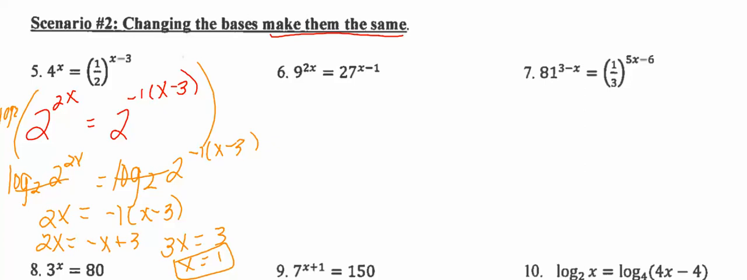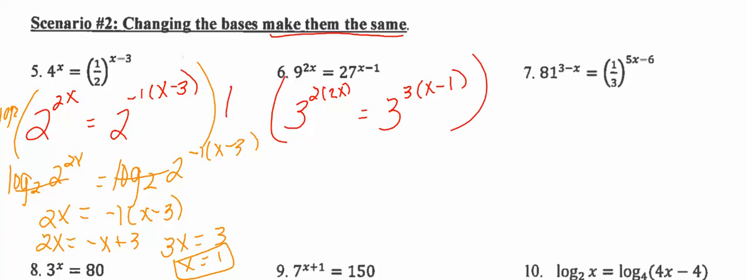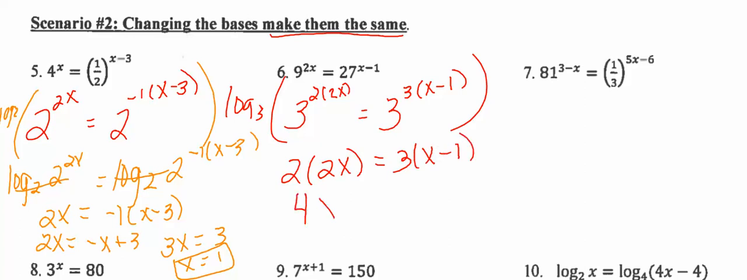Now if I look at the next one, 9 and 27, a common base for them would be 3, because 9 is 3 squared to the 2x. I'm just rewriting the exponent next to it. 27 is 3 cubed to the x minus 1. Now my bases are the same, so when I multiply log base 3 to both sides, I'm just left with 2 times 2x and 3 times x minus 1. So now I have 4x equals 3x minus 1.